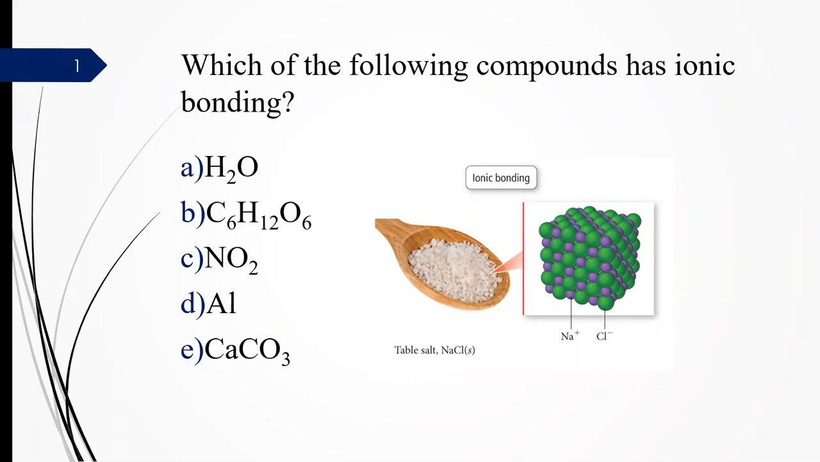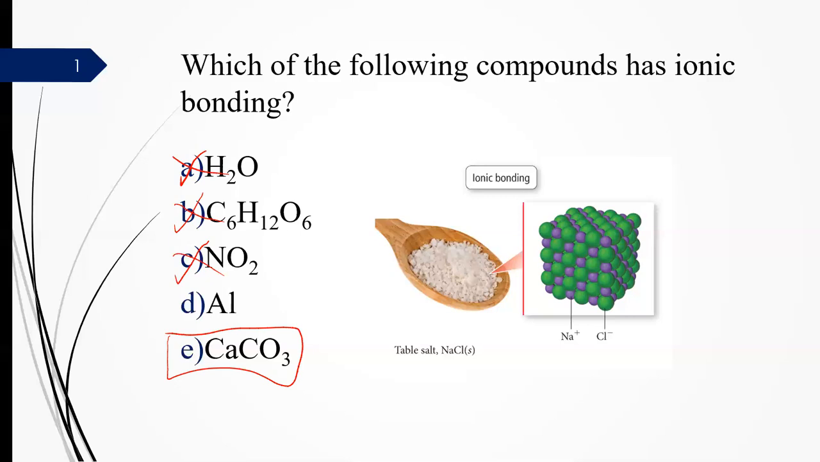And so remember what we're looking for when you want an ionic bond is we want a big difference. We want a metal and a non-metal. So that takes out water because water is two nonmetals, takes out glucose, which is all nonmetals, as well as nitrogen dioxide. And then aluminum is just metal. So that doesn't work for us. So our answer is going to be E, calcium carbonate.